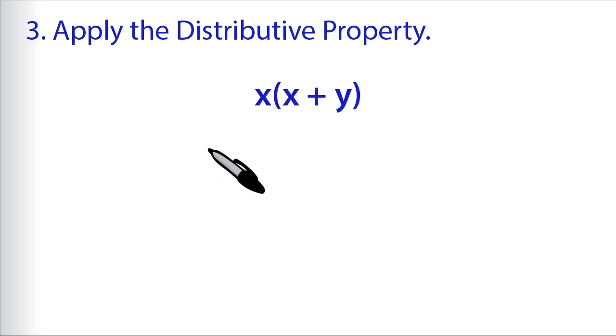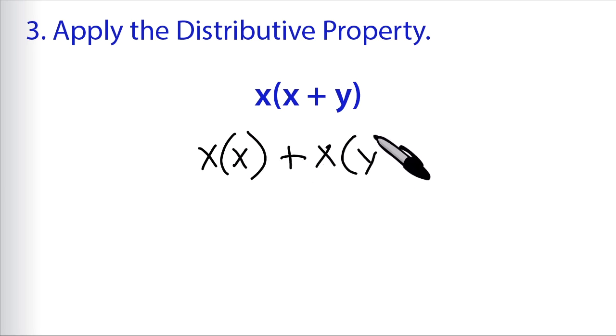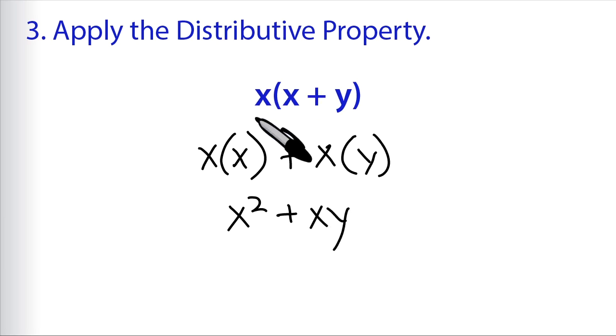So x times x, we'll show that as x, and then the other x inside parentheses, plus x times y. And now we simplify. x times x is x squared, plus, and x times y is xy. So when we distribute the factor of x to the group x plus y, we get x squared plus xy.